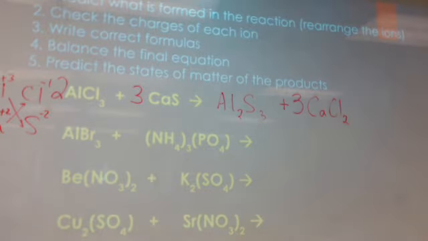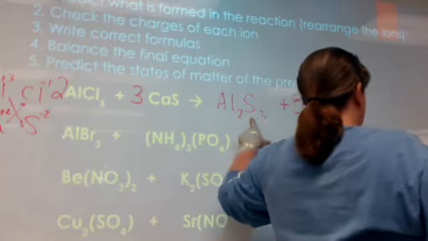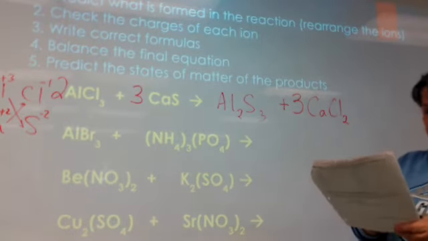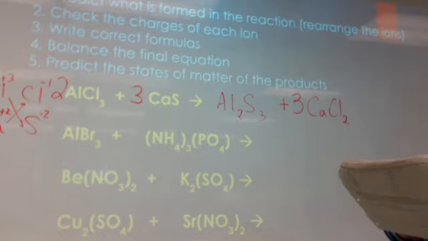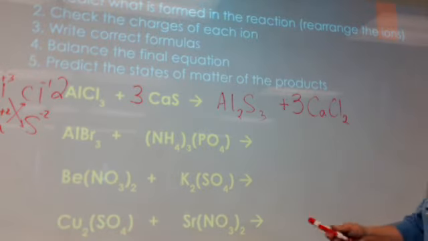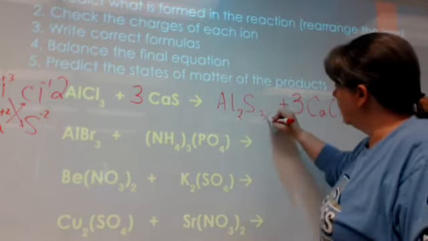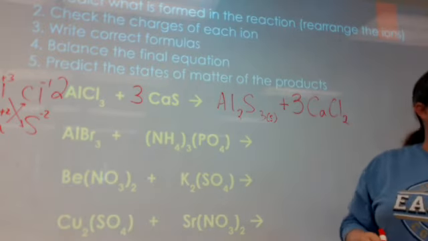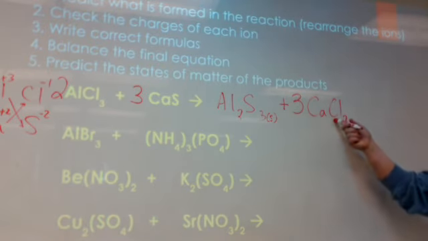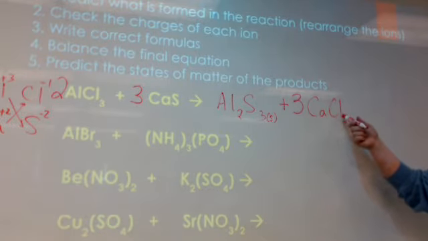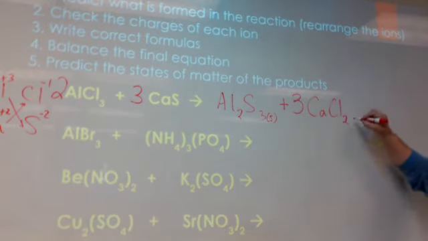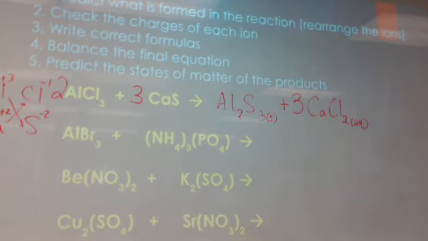Final step, states of matter of the products. We have a sulfide. All sulfides are insoluble, except those of groups 1 and 2 and (NH4)2S. Is aluminum in group 1 or 2? No. So therefore, it is insoluble. It is a solid. Calcium chloride. So chloride says all chlorides are soluble, except AgCl, Hg2Cl2, and PbCl2. This is not one of those 3, so it is aqueous.